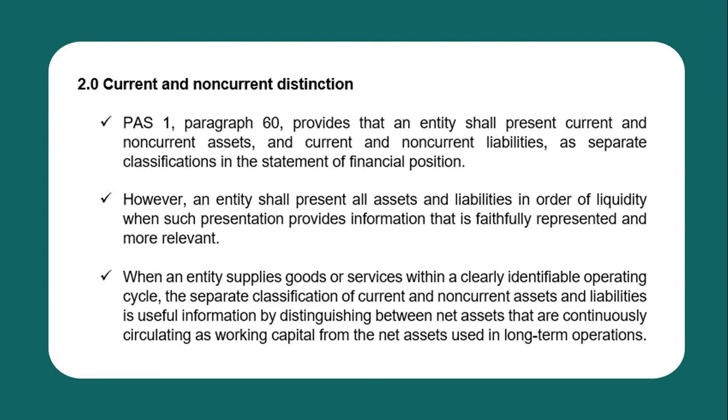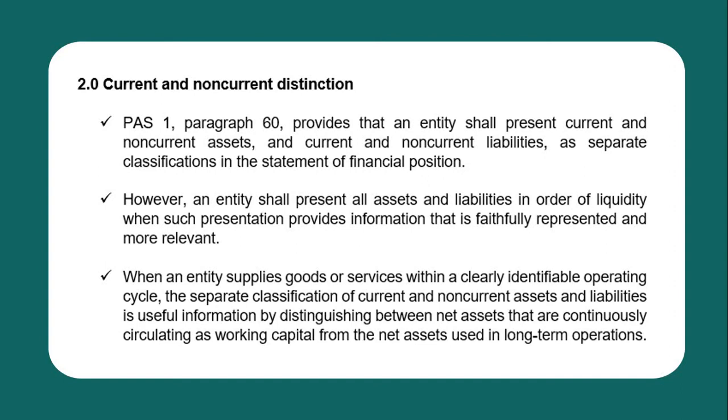Okay, so after we classify the asset accounts and liability accounts into current and non-current, the sequence or the order of the presentation or reporting should be based on liquidity, when such presentation provides information that is faithfully represented and more relevant. For example, for current assets, mostly the first is cash because cash is the most liquid among the current assets. So, in the order of priority, we start with cash, the most liquid, until the least liquid.